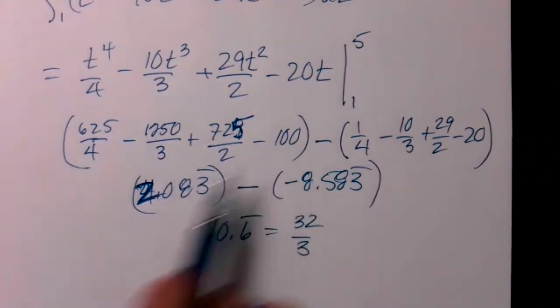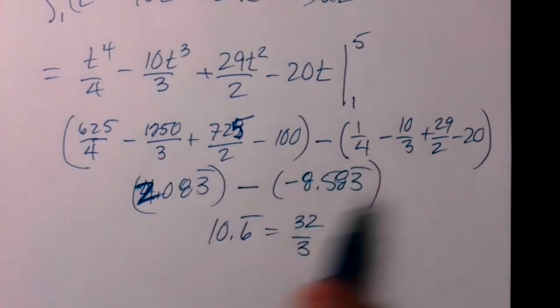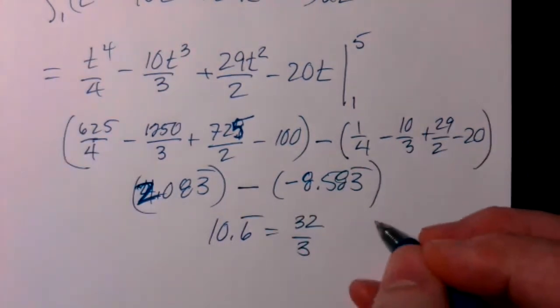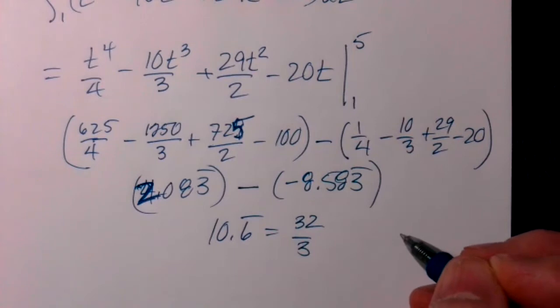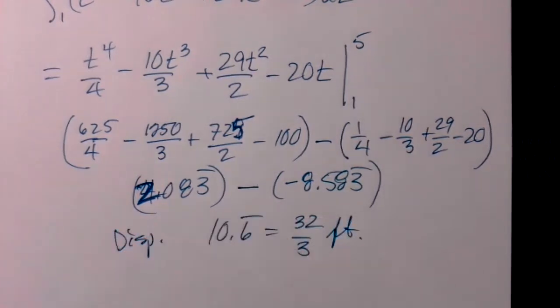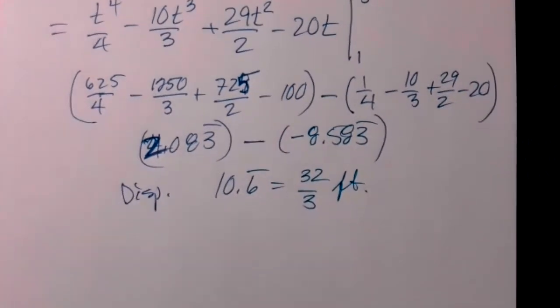All right, so type all that in, I get this. Type all that in, I get this. Do the subtraction, I get this. So this is 32 over 3, or if you prefer the 10 point, lots of 6s, feet. Remember, this was displacement.